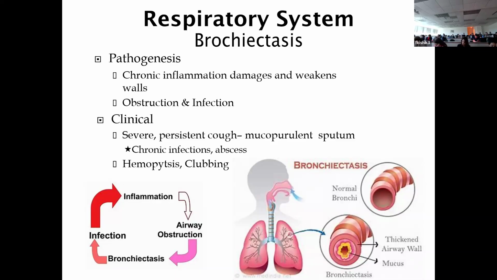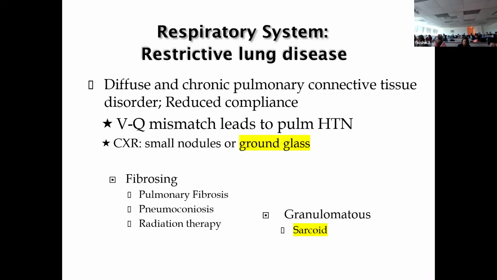Abscess, always bad. Lung abscess, extremely bad. These patients are not just a little sick. They're dying, and it needs to be addressed surgically. They may have hemoptysis and they'll have clubbed nails. So infection leads to inflammation, leads to airway obstruction, leads to bronchiectasis, and unfortunately, like I said, it's a cycle. It just keeps happening. It's a thickened wall, there's more mucus, and just chronic infections. All right, we've got to do about half.